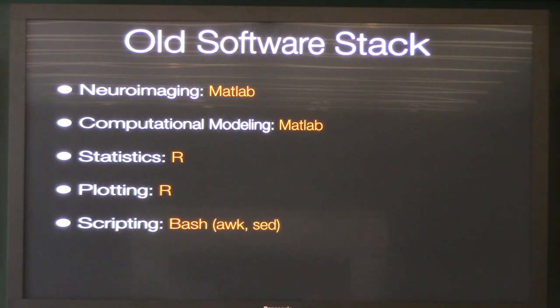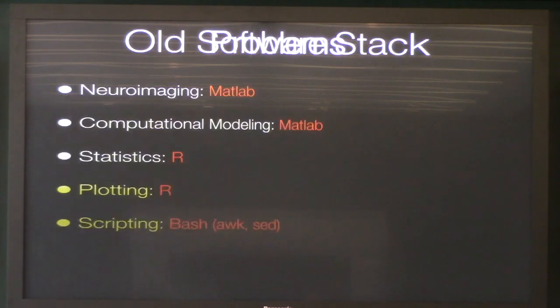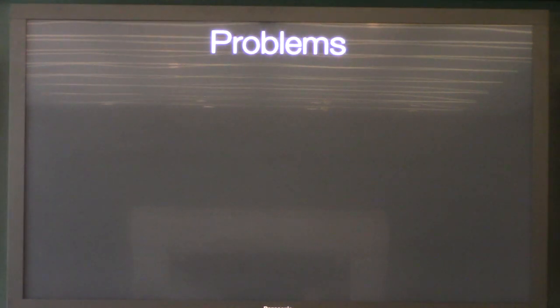But as you can already see, even though they're all programming, they have different types of syntax. And there's a huge switching cost for me to go back and forth between these programs. If I was working in R for a while and went to MATLAB, it would slow me down. If I went to Bash, the same thing would happen. And so this creates some problems for me.